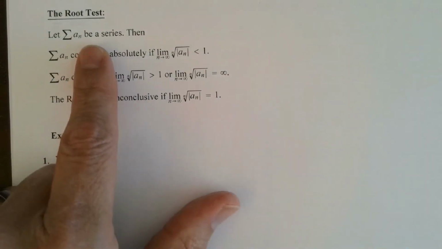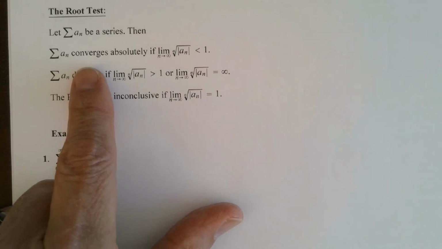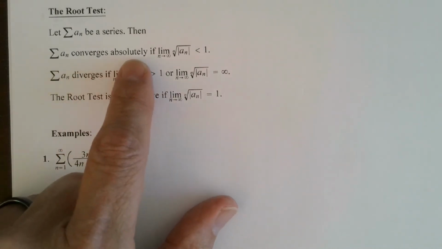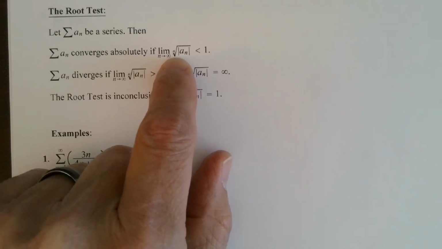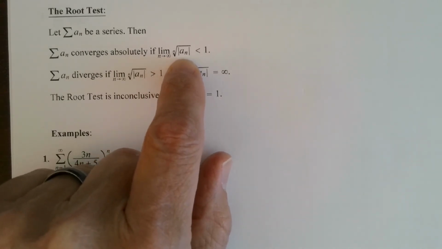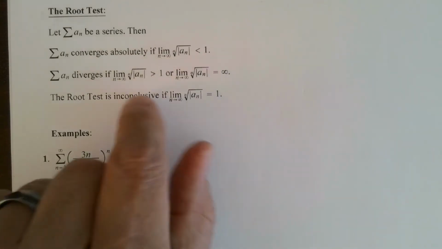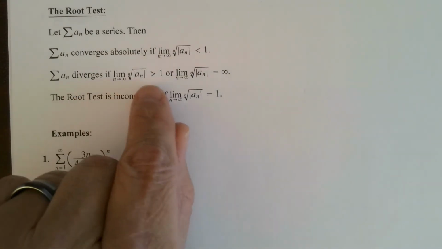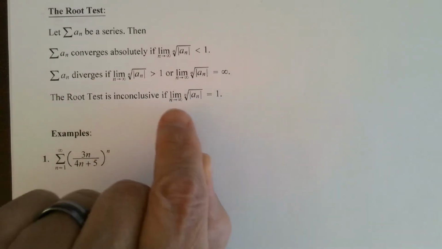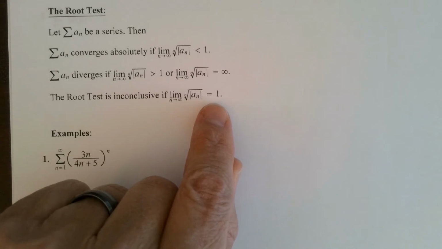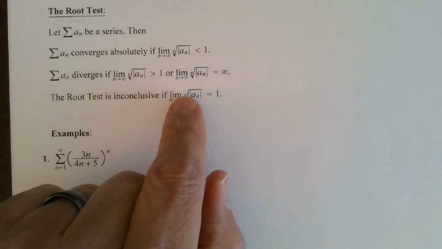If we have a series, then the series is going to converge absolutely if the limit as n goes to infinity of the nth root of the absolute value of a sub n is less than 1. Okay? And diverges if that same limit is greater than 1 or is infinite. The root test is inconclusive if that limit is equal to 1. So if you compare that, it's very similar in terms of convergence, divergence, and inconclusiveness.